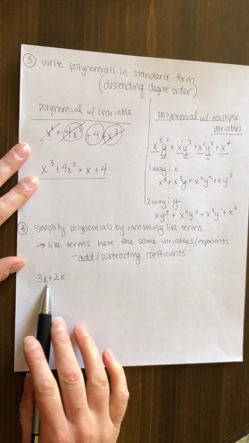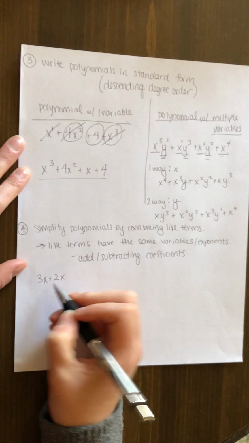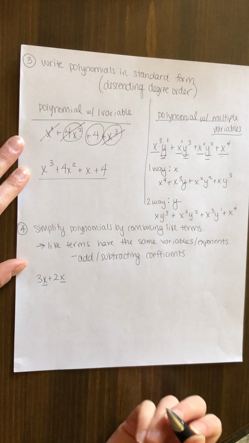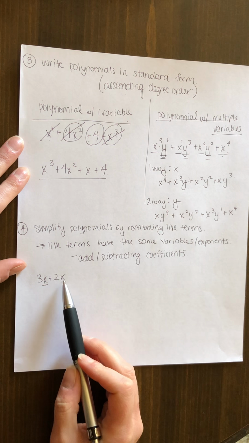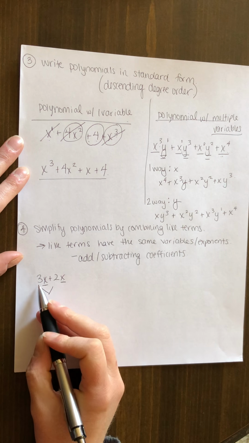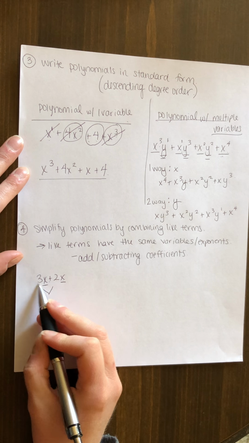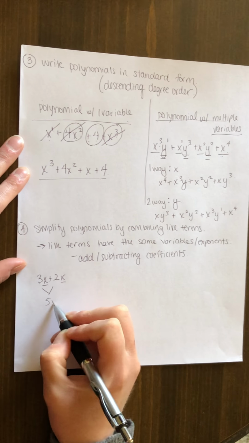If I asked you to combine like terms here, 3x plus 2x, these are like terms because the variables are the same, x to the 1st power, x to the 1st power. So in order to combine these, I'm going to add, because that's the symbol I have here, add the coefficients. So this would give me 5x.